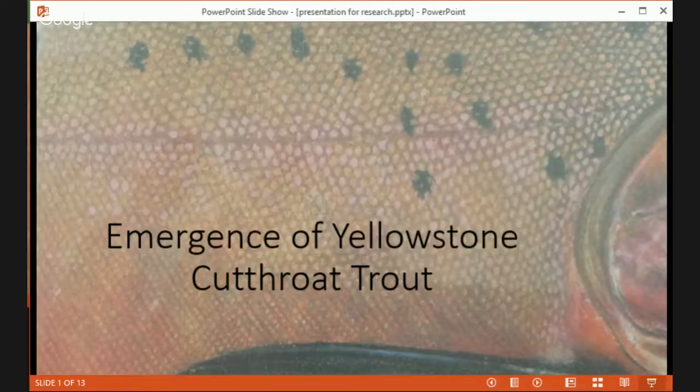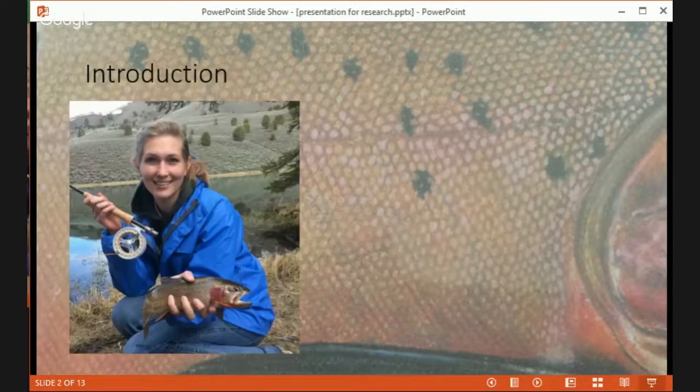I'm Garrett Burton, and this presentation is on the emergence of Yellowstone cutthroat trout. So my wife and I love to fish, and this is a picture of my wife with a Yellowstone cutthroat trout. And this is why I chose this topic.